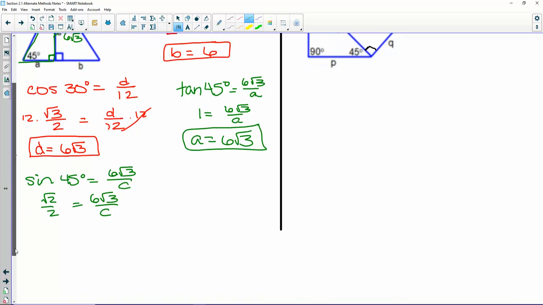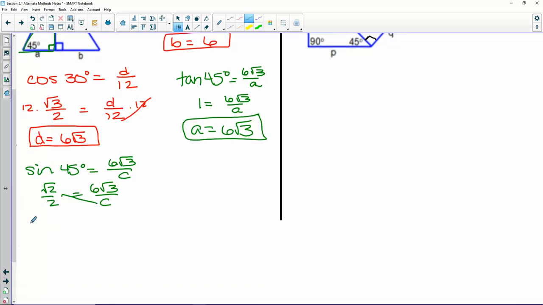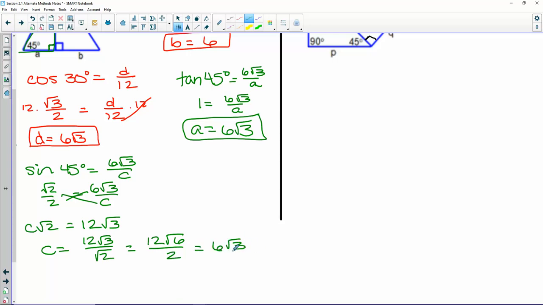This one is a little bit uglier, but we could cross multiply. So we get C radical 2, divide by the square root of 2. Can we leave a radical on the bottom? No, so if you multiply by radical 2 on top and bottom, that's 2 radical 6 over 2, or 6 radical 6.